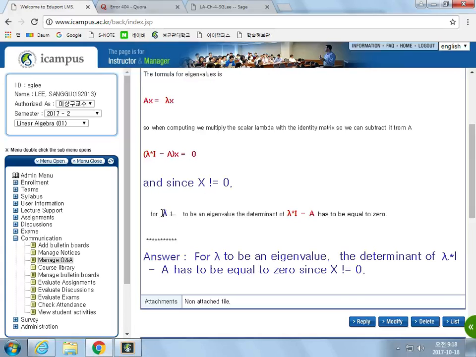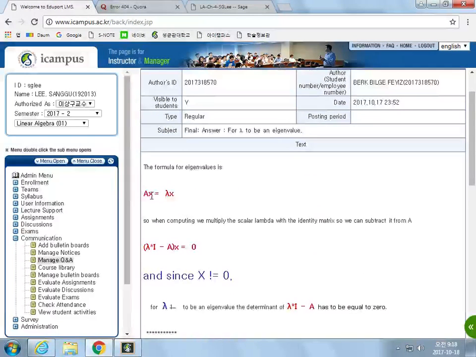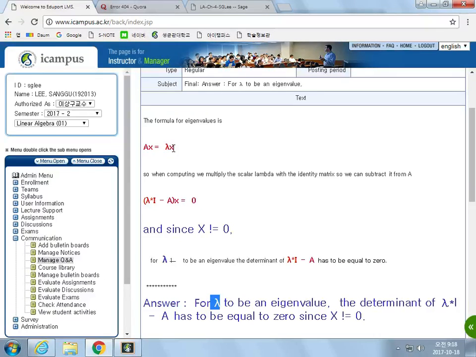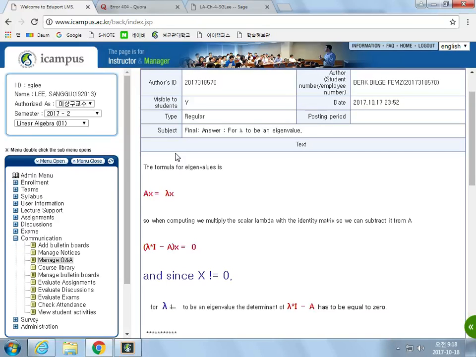In order for lambda to be an eigenvalue of A, the determinant of lambda I minus A had to be equal to 0. Why? In order for lambda to be an eigenvalue of A, the determinant of lambda I minus A should be 0. Because if AX is equal to lambda X, and X is a non-zero vector, then we say this lambda is an eigenvalue of A, and this non-zero vector X is a corresponding eigenvector of A. Isn't it?